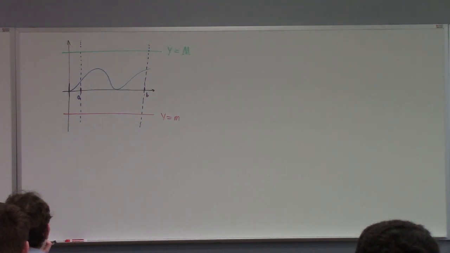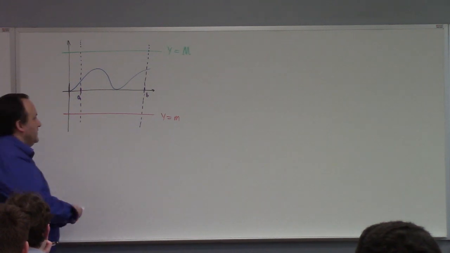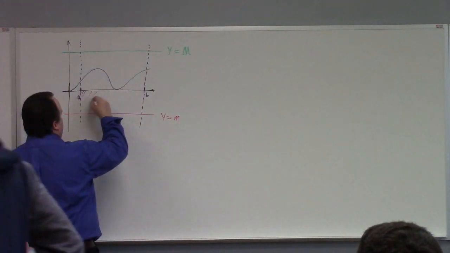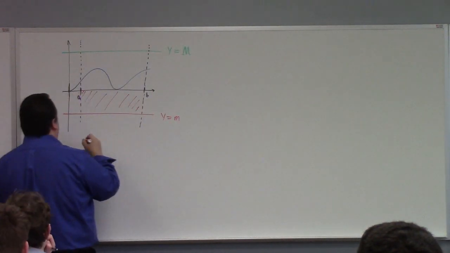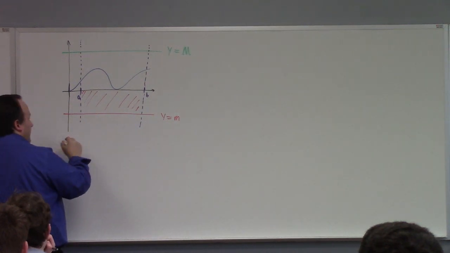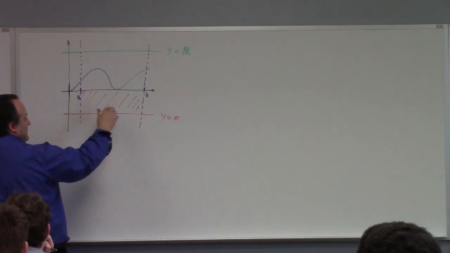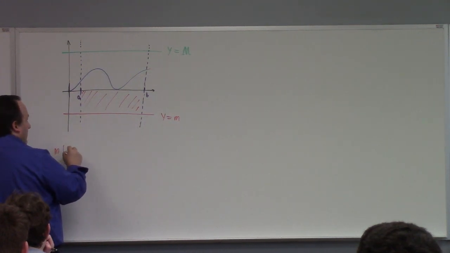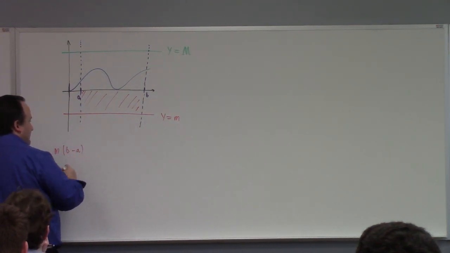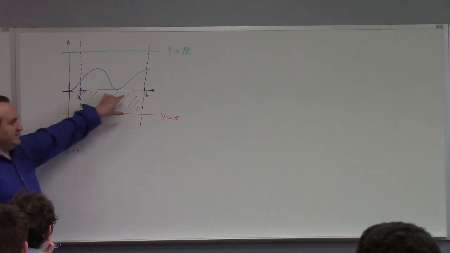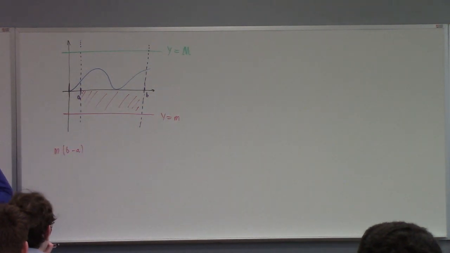Let me do some sketchy stuff here for a second. This area right here is negative. And what's the value of it in terms of its magnitude? Its value is literally little m times b minus a, right? It's a negative number because m is negative, and b minus a is positive.